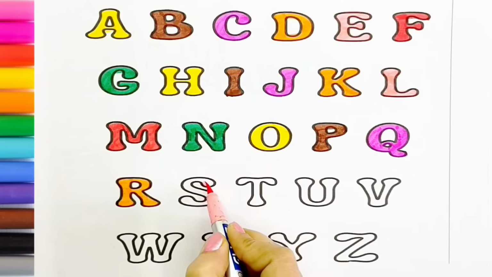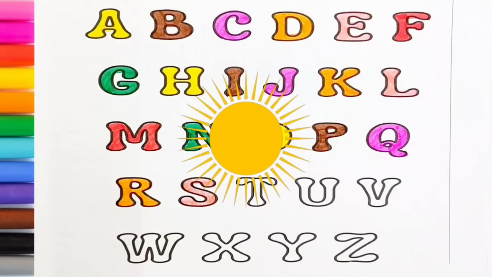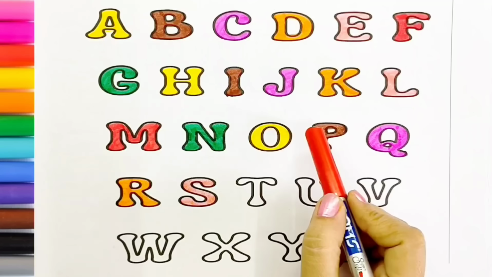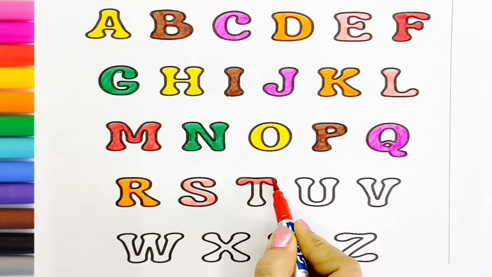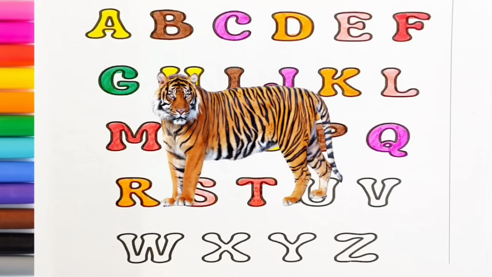Peach pink color S. S for sun. Red color T. T for tiger.